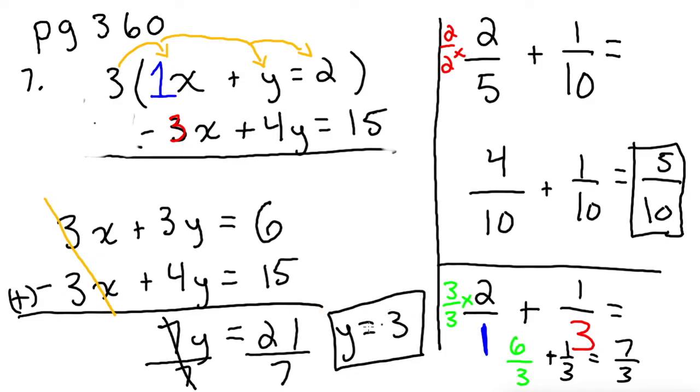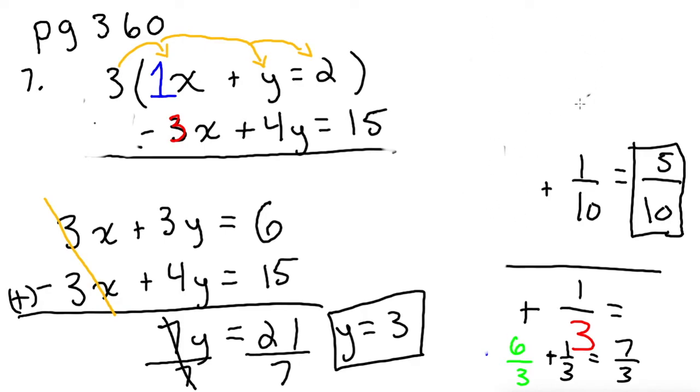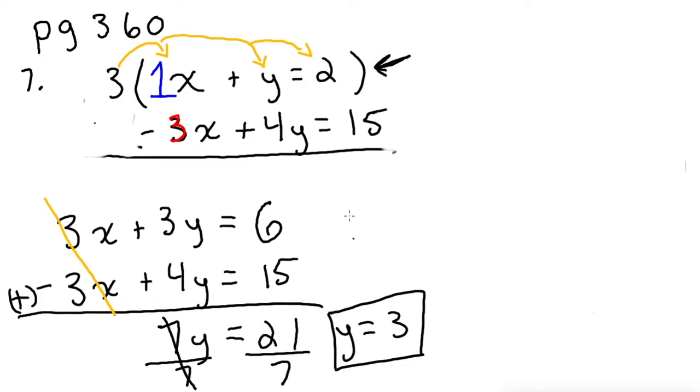Now that I know that y equals 3, what I have to do is solve this for x. So to solve this for x, what I'm going to do is I'll pick an equation that I started with, and I'll plug y in, and I'll see what I get for x. So I'll take this equation right here, but you can pick either one of them. So I have x plus y equals 2.